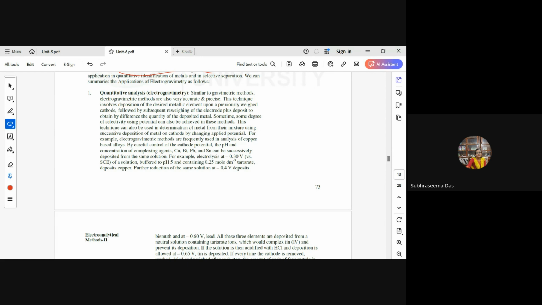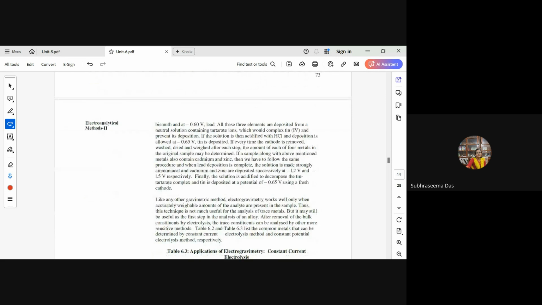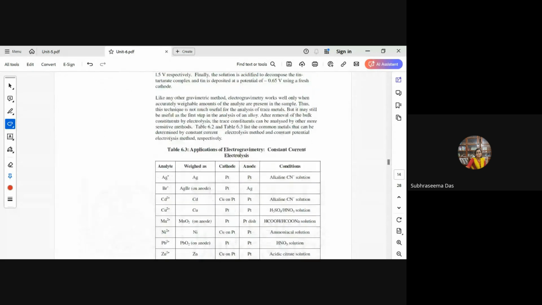This technique has also been used in the determination of metals from their mixture, that is separation. For example, electrogravimetric methods have been used for analysis of copper based alloys. Before and after, the weight of the alloys is measured, and with this we can go for quantitative analysis of different elements. Like any other gravimetric method, electrogravimetry works when accurately weighable amounts of the analyte are present in the sample. This technique is not very useful for analysis of trace elements. However, it is still useful for the analysis of a particular alloy.